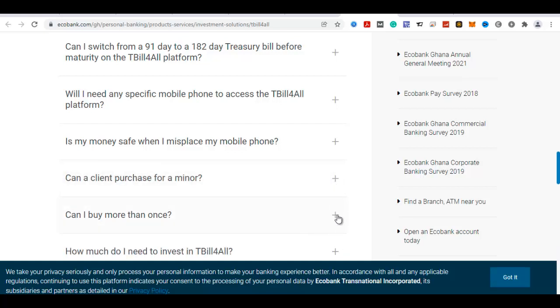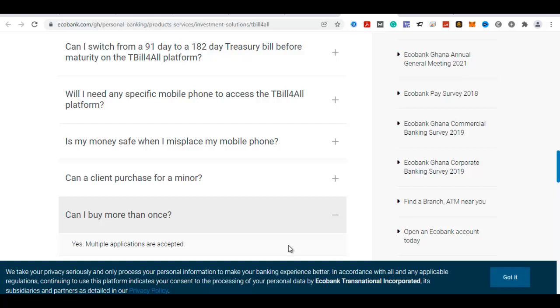Can I buy more than once? Yes, multiple applications are accepted. So it means if today I experiment, I decide to just buy 5 Ghana Cedis, and then next week I get some free 100 Ghana Cedis and I don't want to squander it, can I go and buy before the first one matures? Yes, you can go and buy another one.